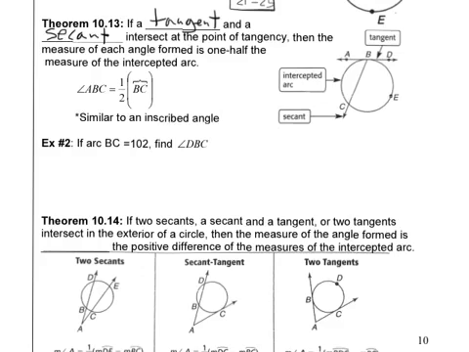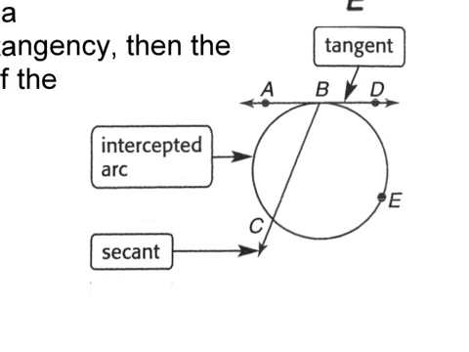So let's play with it. If arc BC is 102, let's find angle DBC. Well, let's zoom into our drawing and fill it in and see what we can do. Okay, so they're saying this arc here is 102. Well, that means that this angle here is half of that, right? So we could just divide it by 2, meaning ABC is half of that, which is 51 degrees.